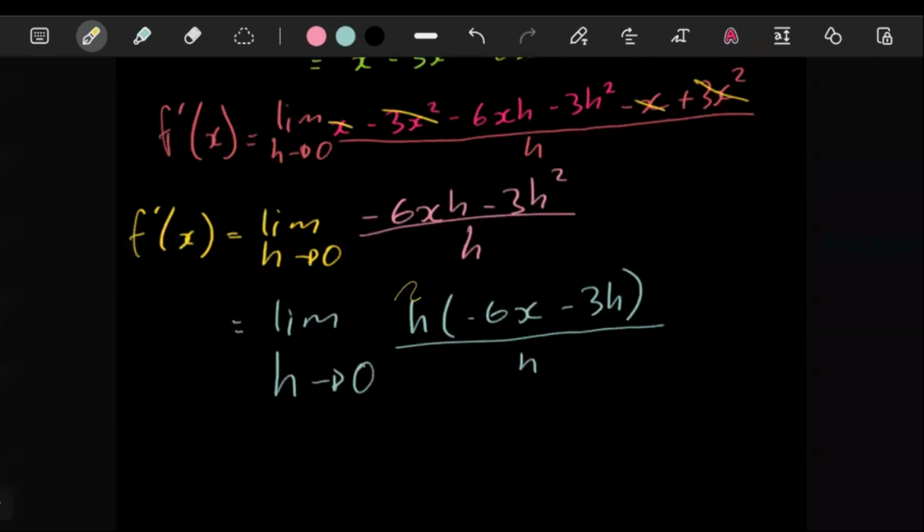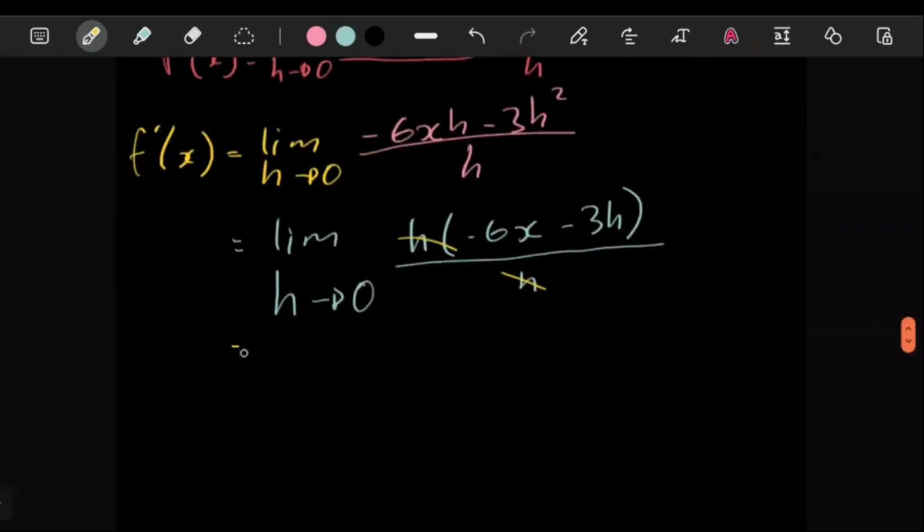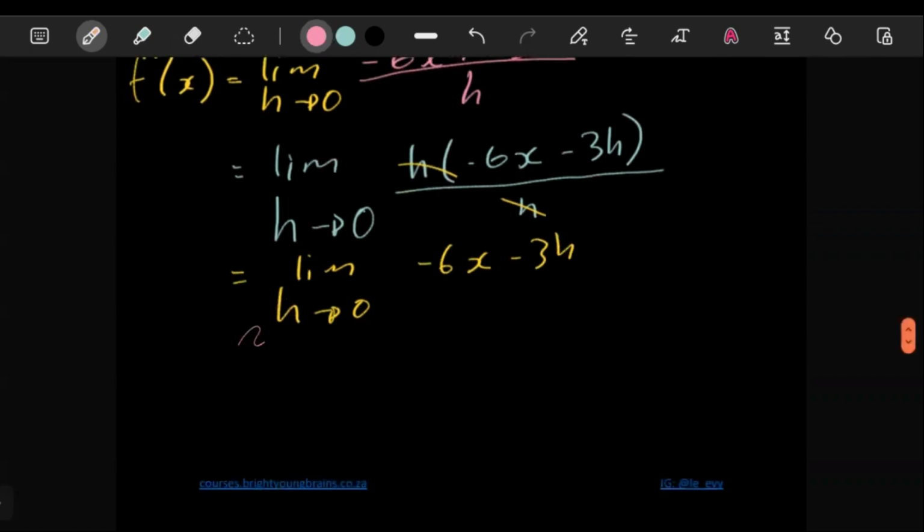So here this h cancels this h, and then it's like the limit as h goes to 0 of negative 6x minus 3h. And then from here, obviously, you can put the 0 where h is now. Then you're going to have the first derivative equal to negative 6x, which obviously is the correct answer, because if you look at what you have in the beginning.